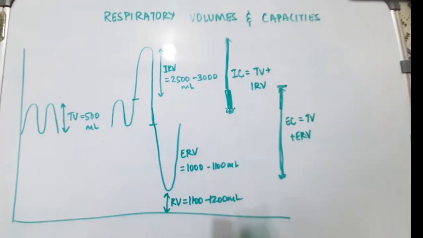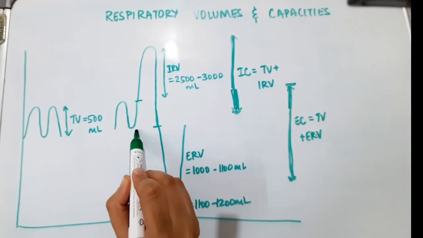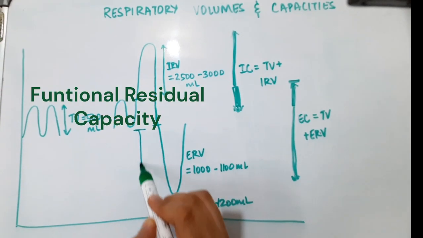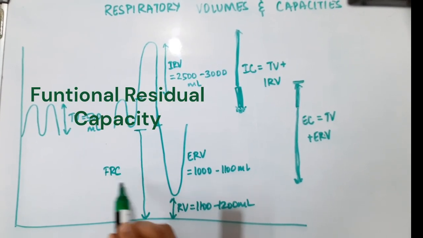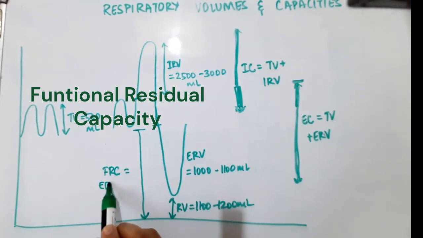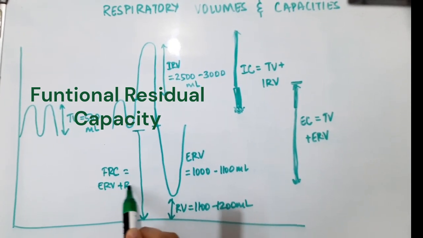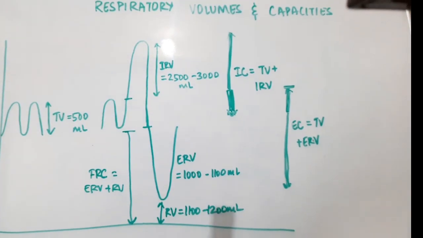The amount of air that is present in the lungs after a normal expiration is functional residual capacity. Which means after a normal expiration, you will have expiratory reserve volume along with the residual volume which always remains in the lung.